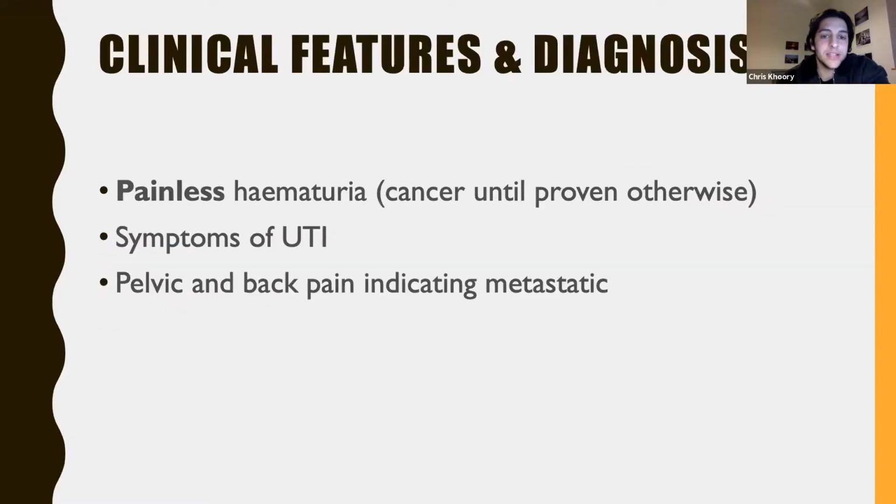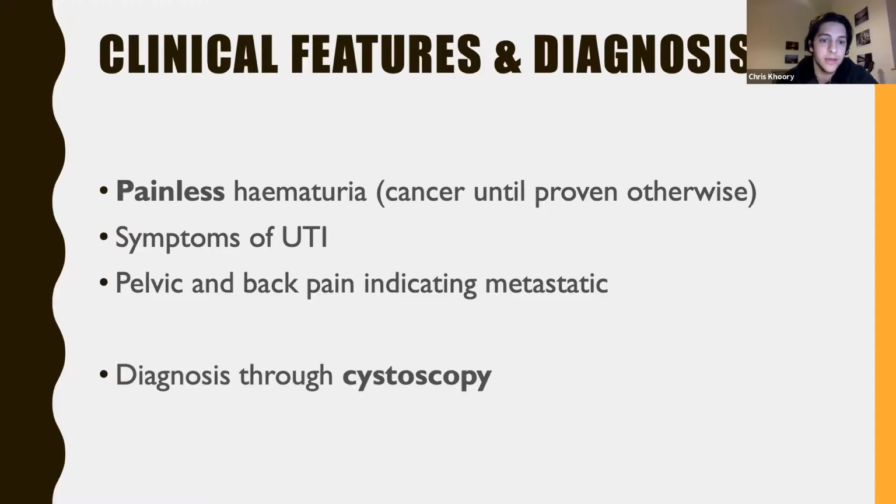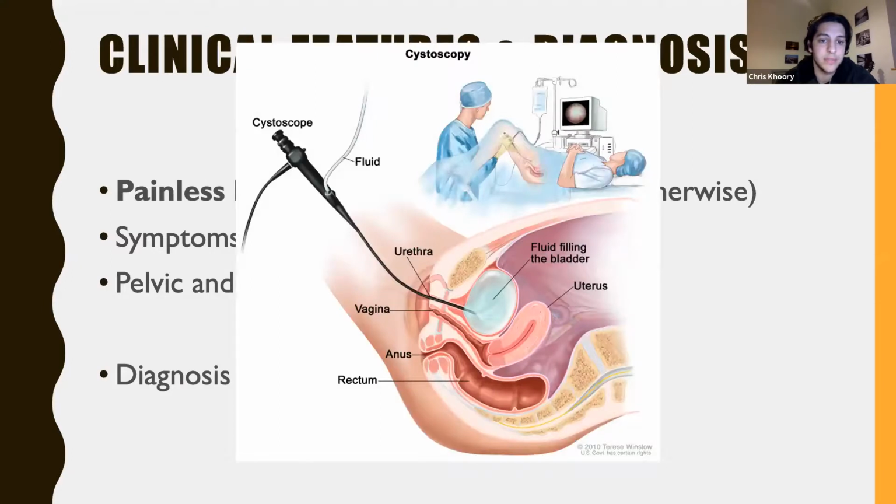Some clinical features of bladder cancer. The most common symptom is a painless hematuria, which is always cancer until proven otherwise. You can have symptoms of a UTI, so things like dysuria and frequency. Pelvic and back pain indicate metastatic disease usually. Diagnosis of bladder cancer is through cystoscopy. So this is just a camera into the bladder where the operator can identify the cancer.